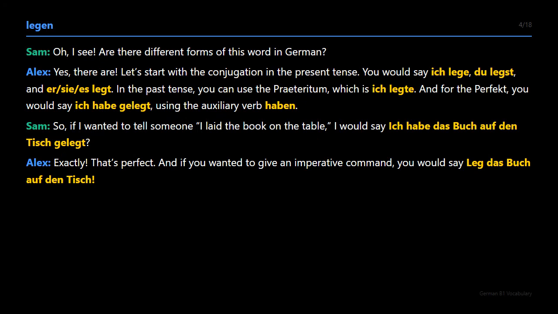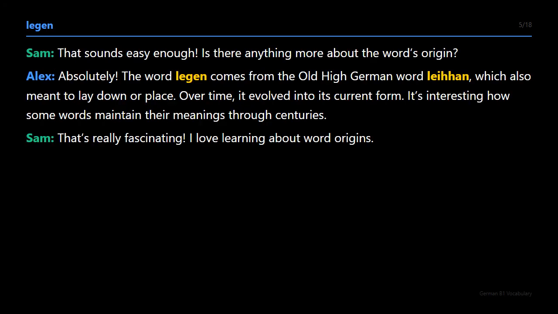So, if I wanted to tell someone I laid the book on the table, I would say, Ich habe das Buch auf den Tisch gelegt. Exactly. That's perfect. And if you wanted to give an imperative command, you would say, leg das Buch auf den Tisch. That sounds easy enough. Is there anything more about the word's origin?